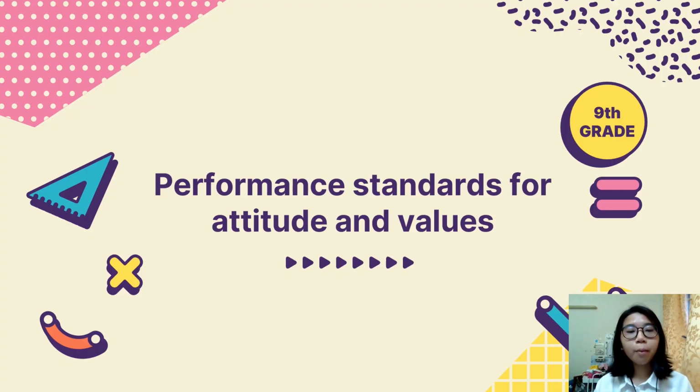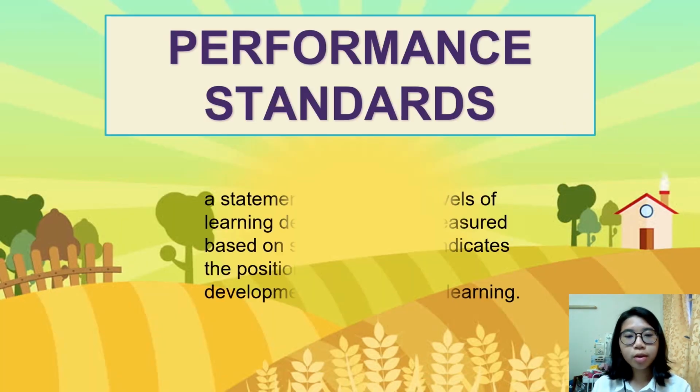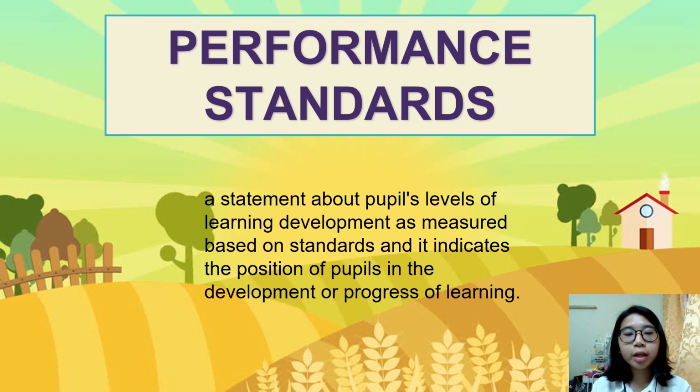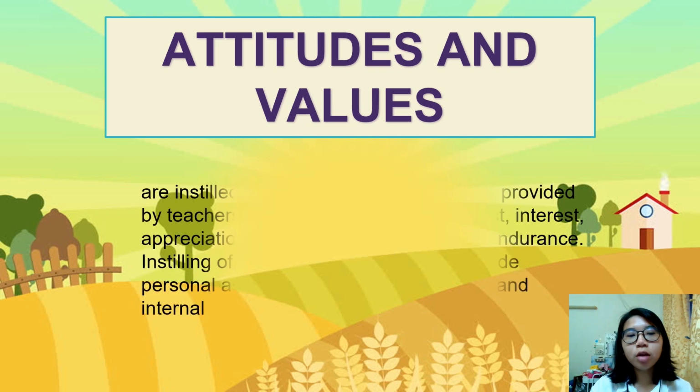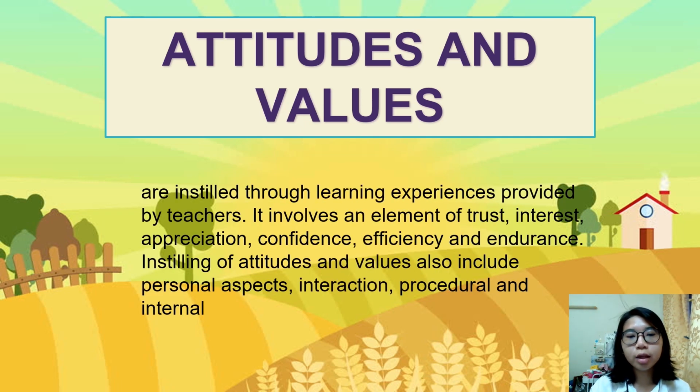Okay, now I will present the performance standard for attitude and values. Performance standard is a statement about pupils' level of learning development as measured based on the standard, and it indicates the position of pupils in the development or progress of learning. While attitude and values are instilled through learning experiences provided by teachers, it involves elements of trust, interest, appreciation, confidence, efficiency, and endurance. Instilling attitude and values also includes personal aspects, interactions, procedures, and internal aspects.